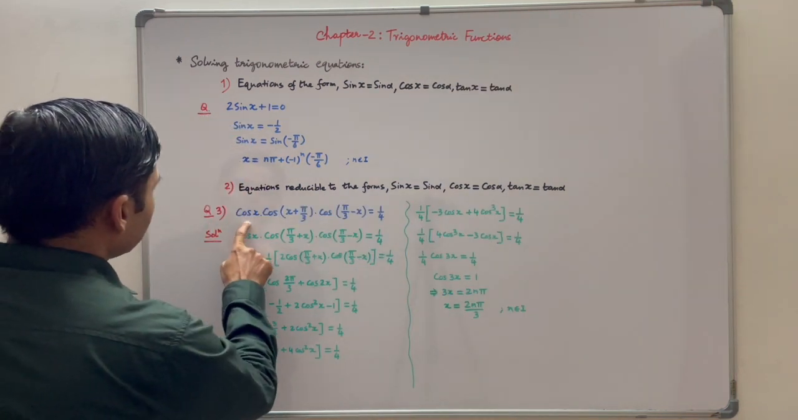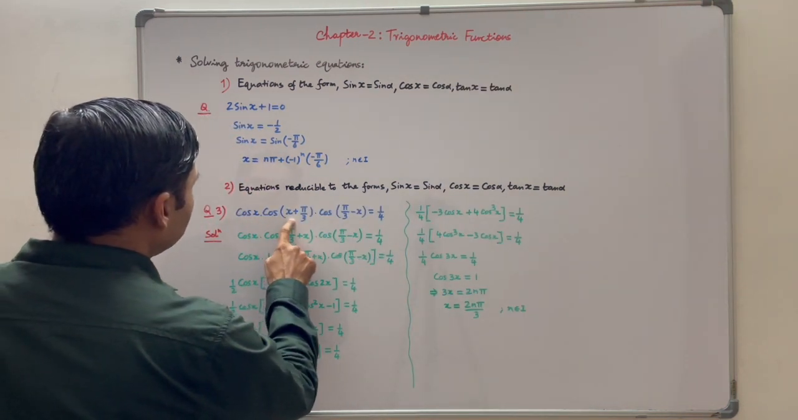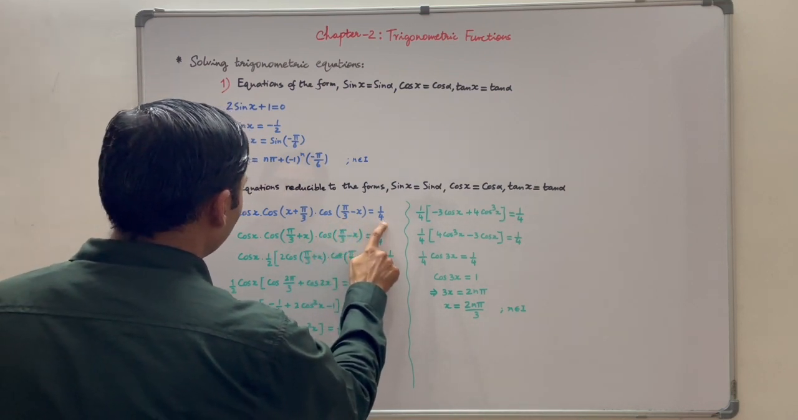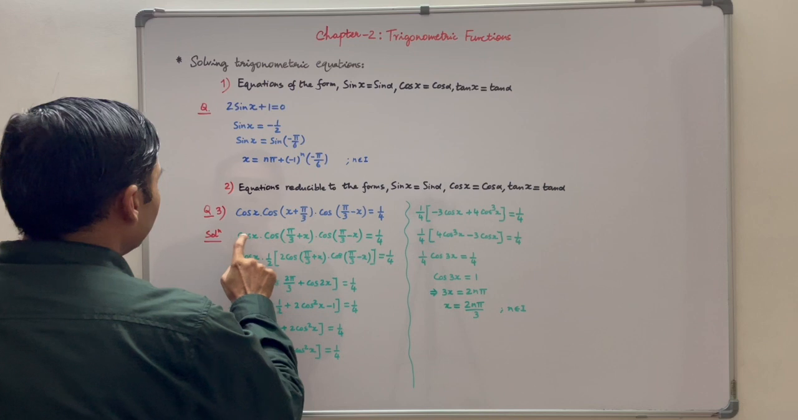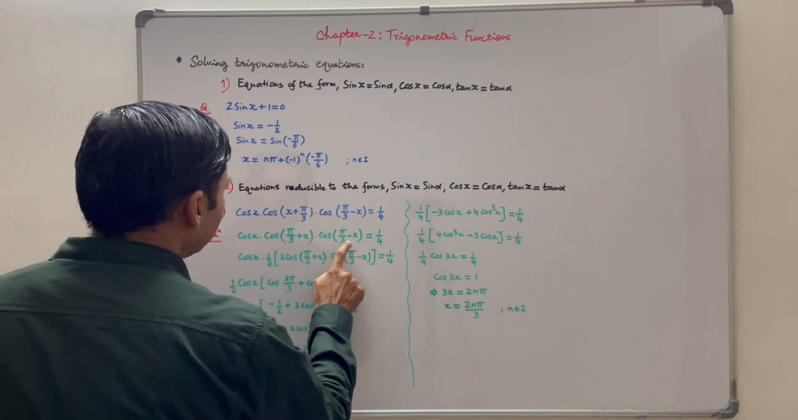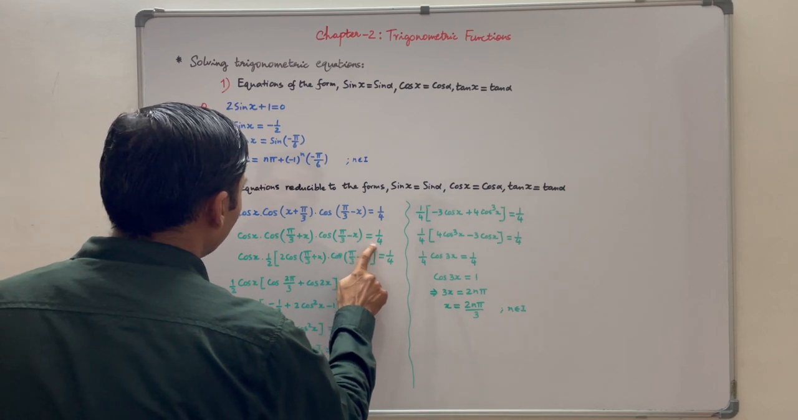Third question, cos x into cos x plus pi by 3 into cos pi by 3 minus x is equal to 1 by 4. We can switch these. Cos x into cos pi by 3 plus x into cos pi by 3 minus x is equal to 1 by 4.